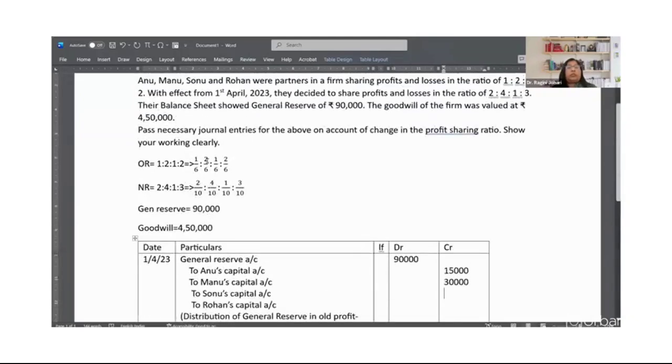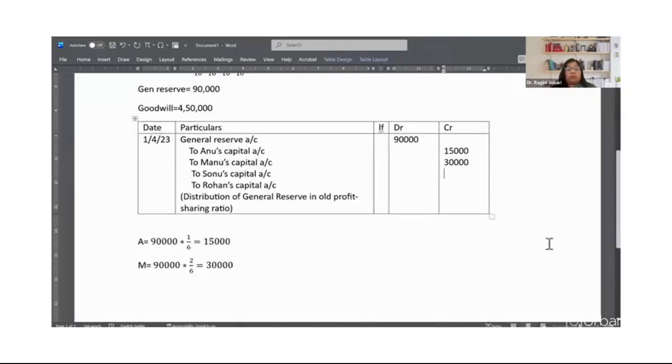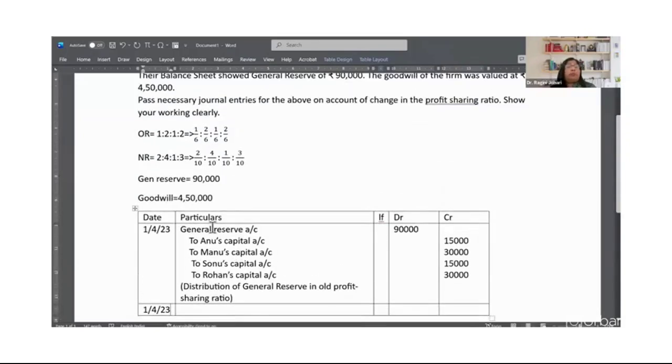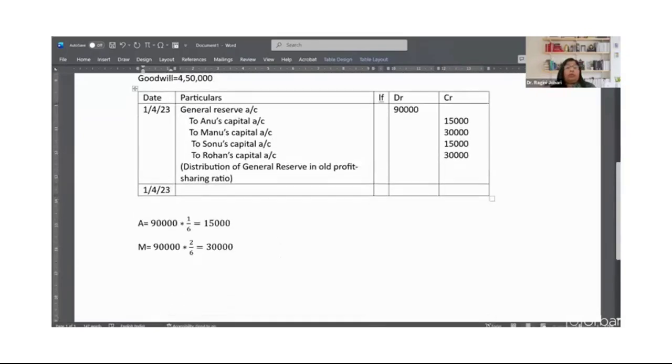Again, among these two, the ratio is the same, 1 upon 6 and 2 upon 6. So again, 15,000 and 30,000. Okay, so this part has been done. Now we need to distribute goodwill. Goodwill is 4,50,000. So for this goodwill, now we need to find out the sacrificing and gaining ratios.